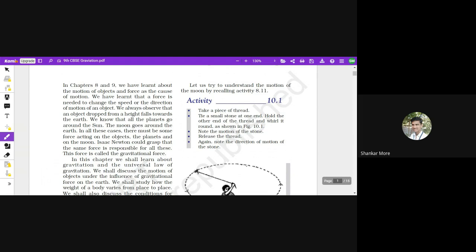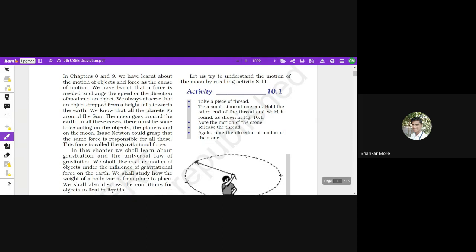So unfortunately I was not there to teach you chapter 8, but you may have done this activity already, so that's why the reference is given here. So the activity is, what we have to do is, you can do this at your home, not now, maybe tomorrow morning, or you may have already done it. You have to take a piece of thread and you have to tie a small stone at one end and hold the other end, and we have to whirl it round.